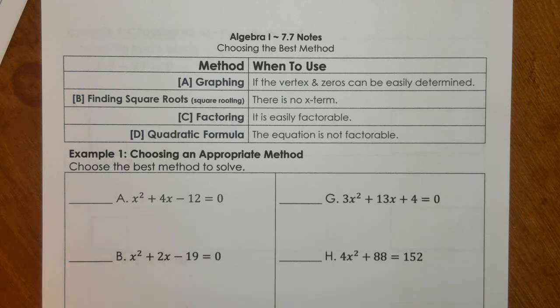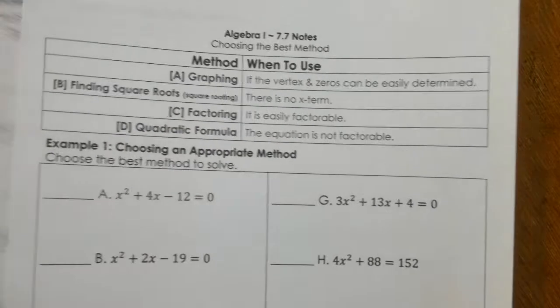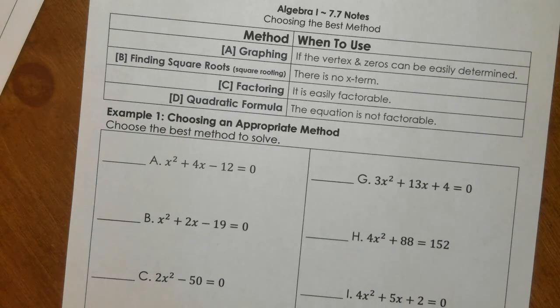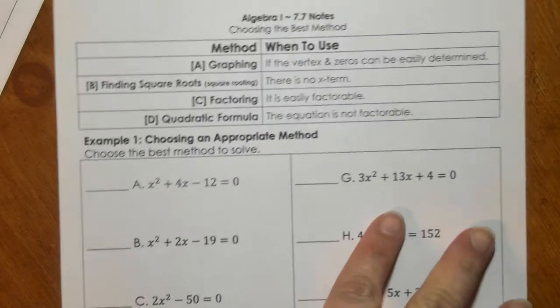Okay, for 7.7 notes, choosing the best method, that's exactly what we're going to be doing. We're going to be choosing the best method. Okay, so first, at the very top, you're given the methods that you have learned in this unit.